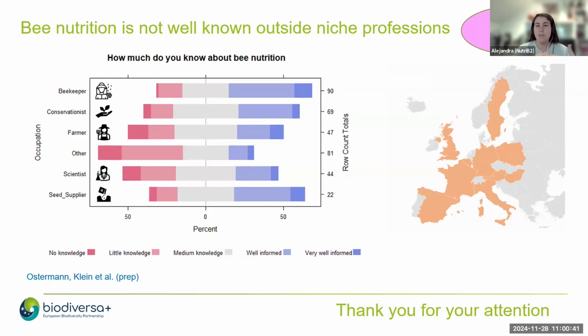In red would be the percentage of people that think that they don't know enough. And you can see that actually bee nutrition is not well known outside niche professions like beekeepers or seed suppliers, that have the highest records of knowledge. Outside that, most people actually don't really think that they know that much. And this is a combination of, well, education, but also how some of these concepts are quite new, but also they remain in science and they are not always translated to different stakeholders. So that was also quite an interesting result from this project.